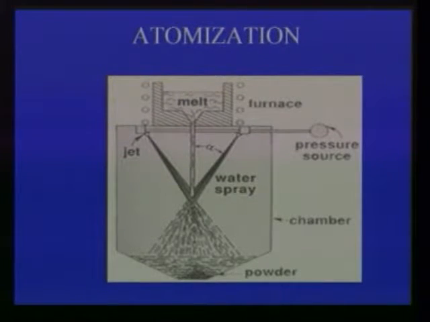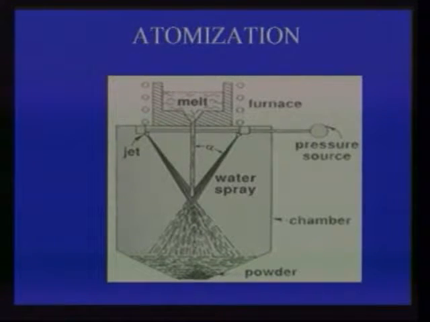I will explain diagrammatically how this atomization process takes place. You see, there is a furnace. In the furnace, molten metal is prepared. That molten metal is forced through a small nozzle. Against the nozzle, water under pressure is sprayed. Then the stream of liquid is divided into small particles, gets solidified and is collected at the bottom. This is the atomization technique.